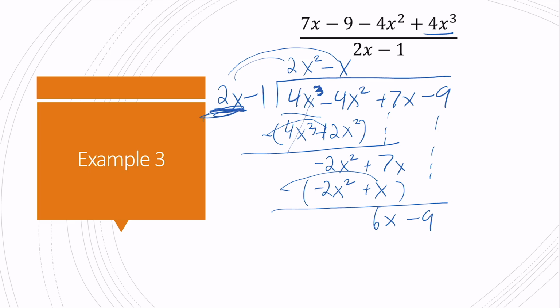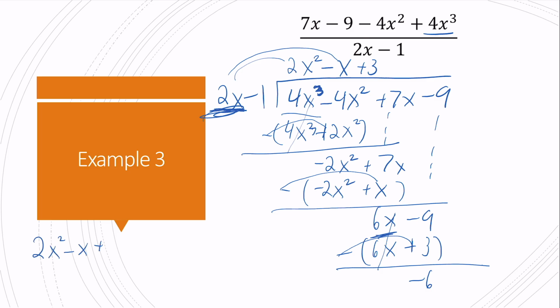What do I multiply 2x by to make it look like 6x? That's going to be 3. 3 times 2x is 6x. 3 times negative 1 is a negative 3, and then I subtract. My 6x's cancel out. Negative 9 plus 3 is a negative 6, so negative 6 is my remainder. So I have 2x squared minus x plus 3, remainder negative 6, or 2x squared minus x plus 3 minus 6 over what we were dividing by, that 2x minus 1.